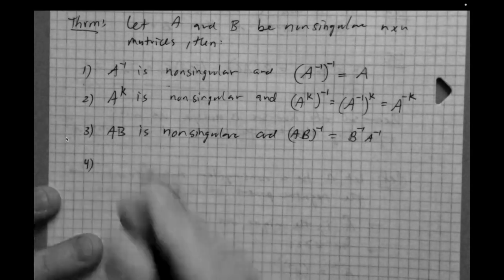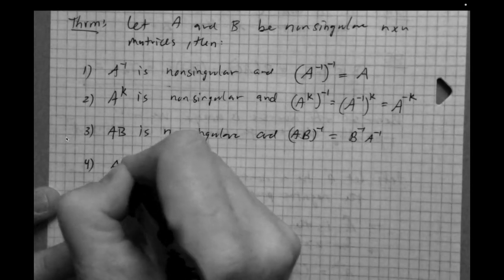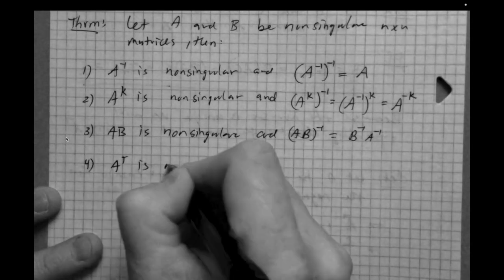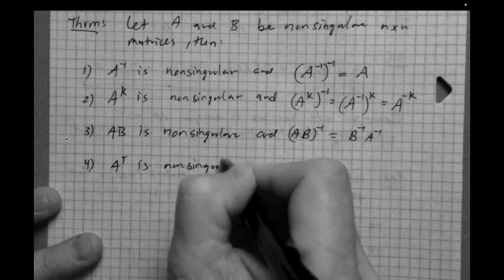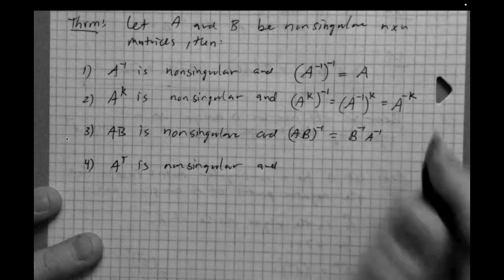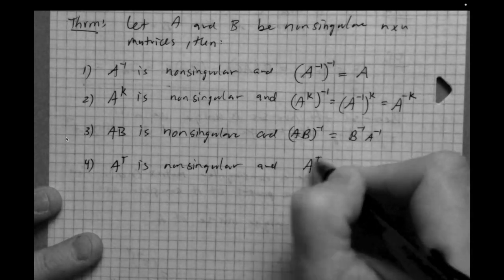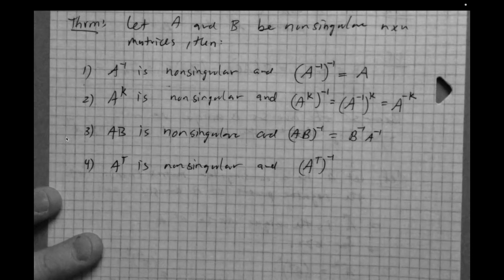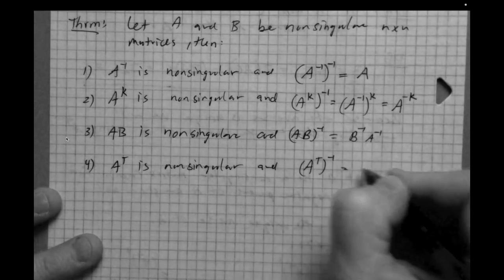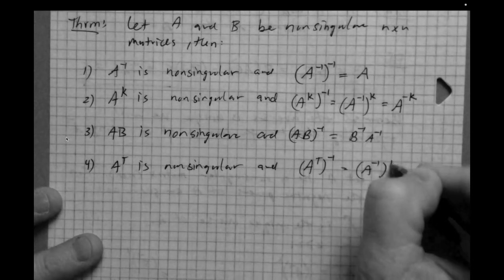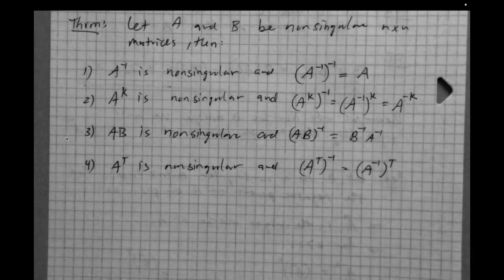Okay, and then finally the last one: the transpose of A is non-singular as well. And you may be able to guess, but if I take the transpose of A and identify the inverse, that is going to be equal to the inverse of A transposed. Okay, so this is a great theorem. Lots of useful little items here that we'll use over and over, just dealing with exponents and inverses.